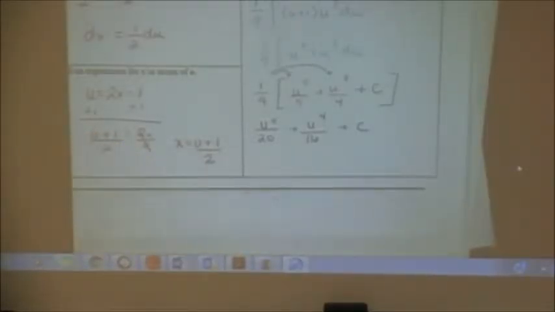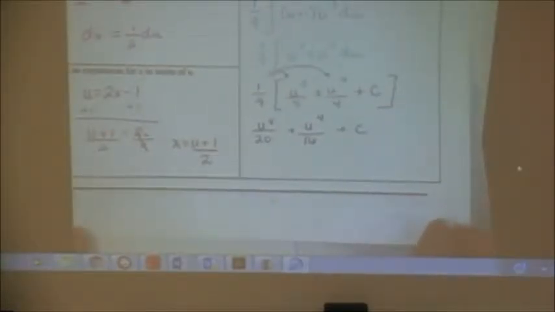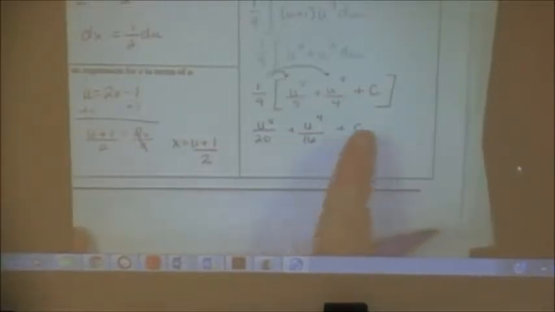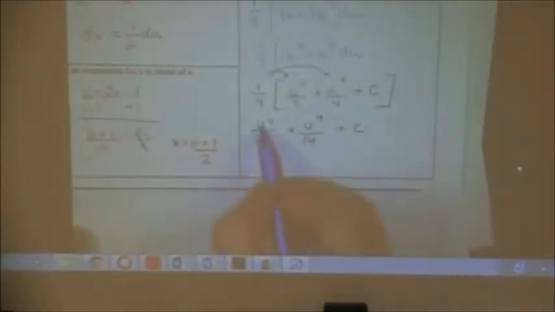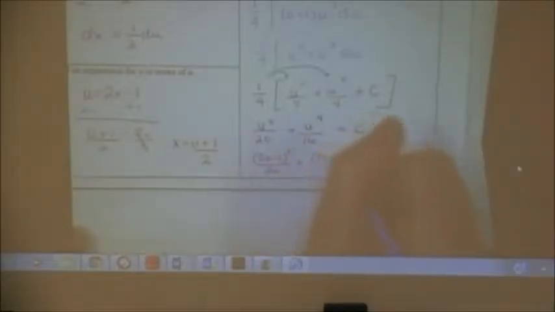And then remember at the very beginning what u was. It was 2x minus 1. Do up to the c? No, because we're just going to plug the 2x minus 1 right back in. And that's it. That's all. It's really not that bad.